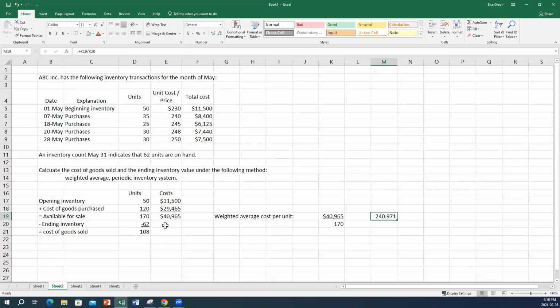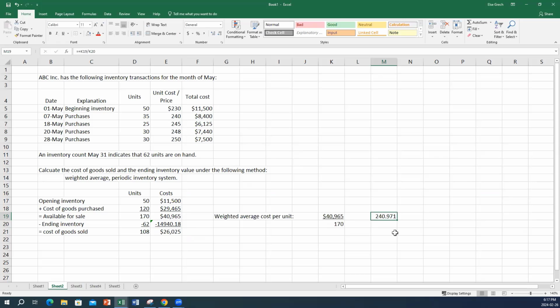I can now use that information to calculate the value of the ending inventory. So I take the ending inventory and I multiply it by the average cost per unit, and I get $14,940.18. If I now deduct this from the available for sale, it's going to tell me that the cost of goods sold is $26,025.